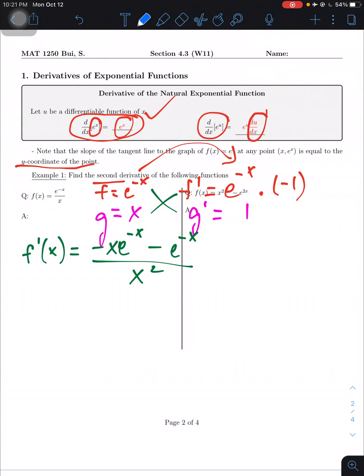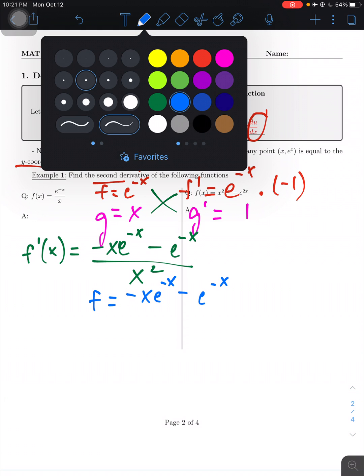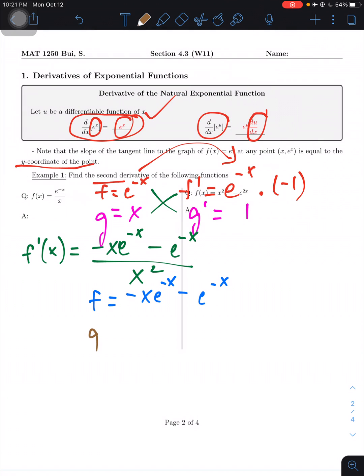Let me put in blue. How can we get the second derivative? Well, we're still going to have the top and bottom in here, so that means quotient rule, right? So let me get rid of this, and let me put in my new f, which would be negative x e to the negative x minus e to the negative x, and then my g, let me put it in brown, equals the bottom, which is x squared.